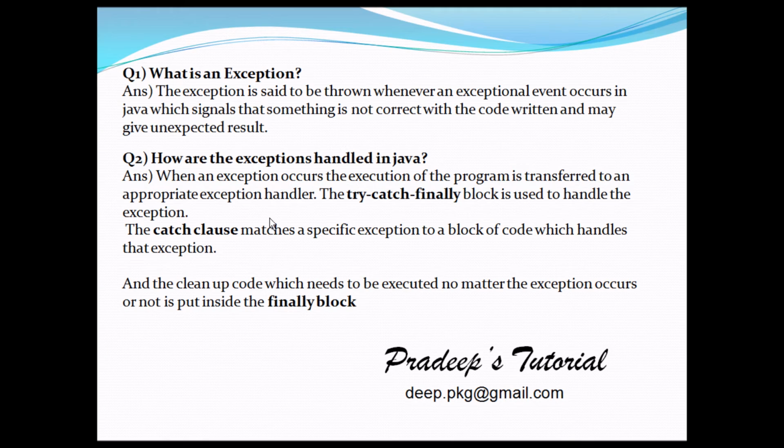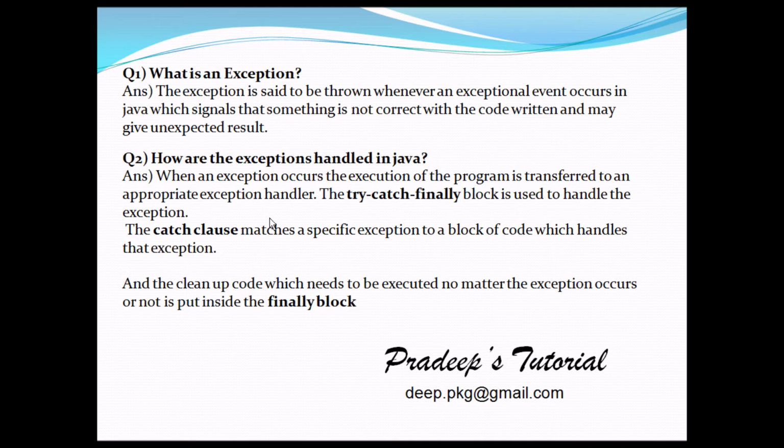So what is an exception? An exception is said to be thrown whenever an exceptional event occurs in Java, which signals that something is not correct with the code written and may give an unexpected result. How are exceptions handled in Java? Basically, we have the try, catch, finally block. When an exception occurs, the execution of the program is transferred to an appropriate exception handler. The try, catch, finally block is used to handle the exception. The catch clause matches a specific exception to a block of code which handles the exception.